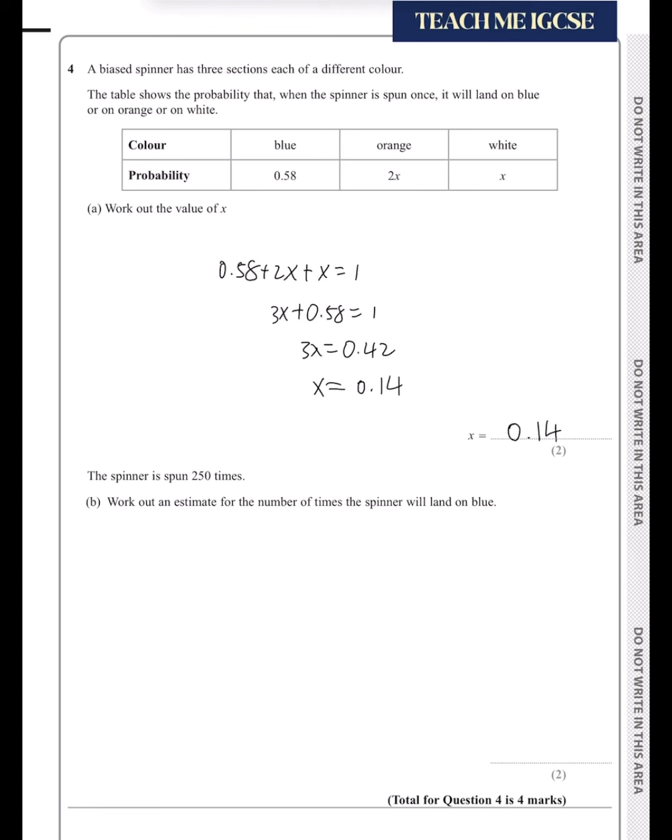The spinner is spun 250 times. Work out an estimate for the number of times the spinner will land on blue. So we already know the probability for the spinner to land on blue is 0.58. We'll take 0.58 and just multiply it by the number of times the spinner is spun. So multiply it by 250, and then that will give us 145 times.